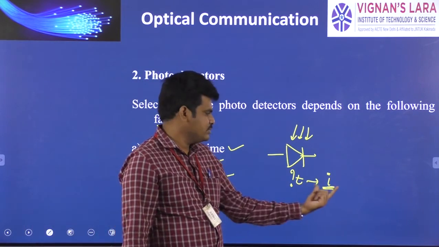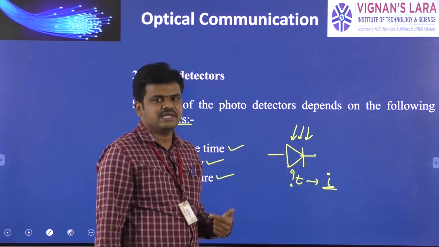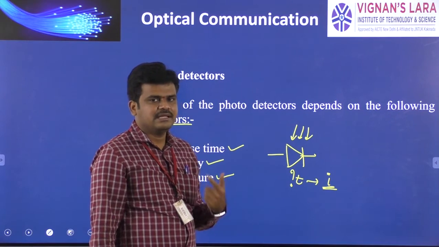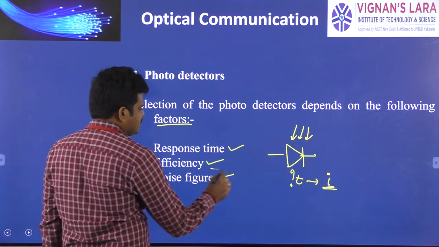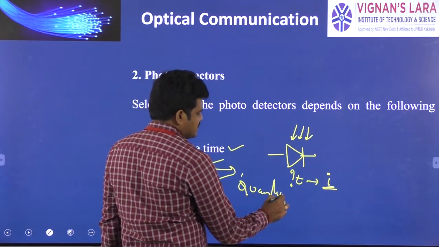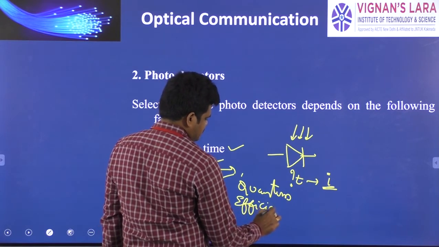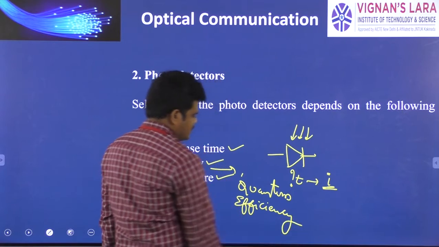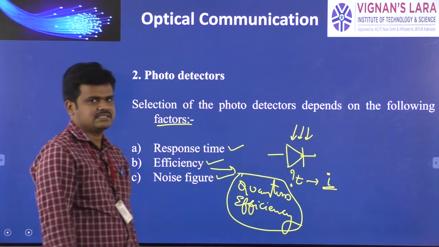The generation of the current, the varying current, depends upon the generation of the electron hole pairs. The number of electron hole pairs generated is nothing but quantum efficiency. Are you able to understand this?